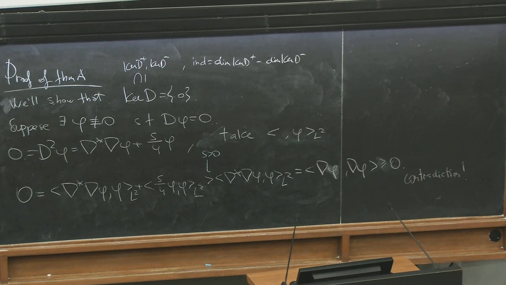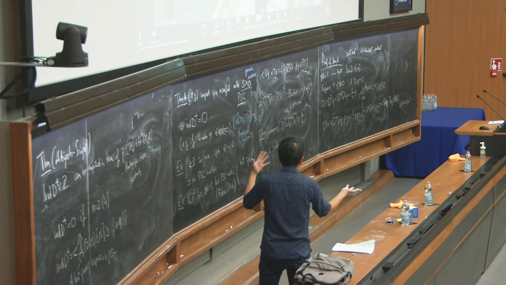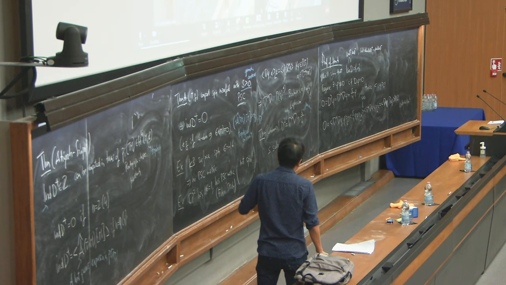So I guess this is one of the first instances, probably the first instance, in which people realize that if you want to study the relation between geometry and topology of a manifold, you can look at the Dirac operators. And the rest of this class will look at some more complicated examples.